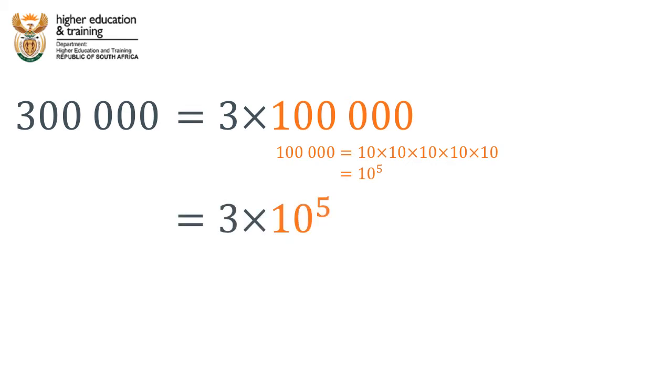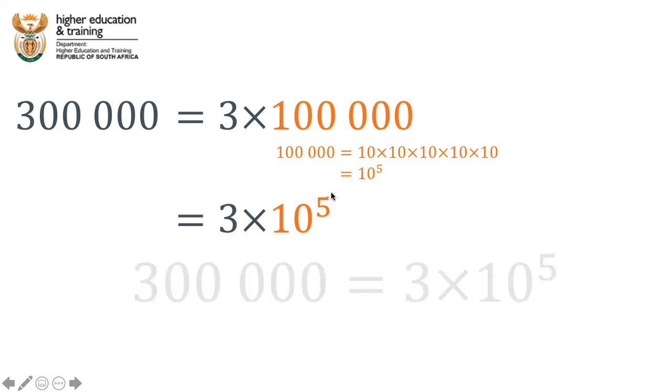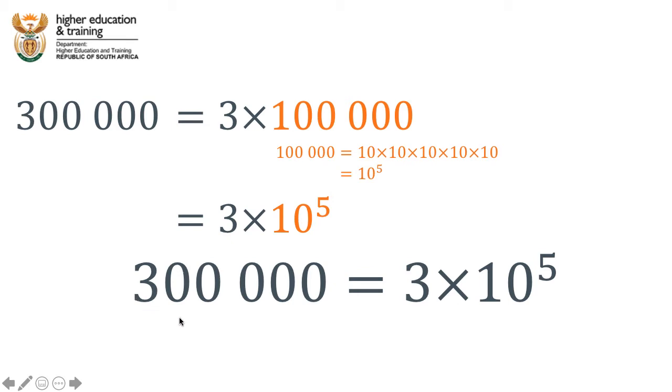So that means that we can rewrite 300,000 instead of as 3 times 100,000, we can write it as 3 times 10 to the power 5. And this expression over here, that is what we call scientific notation. Basically, what we have is a very simple, small number out front, and then the largeness of the number, in this case, the hundred thousands, that part of the number is represented in exponential form like that.